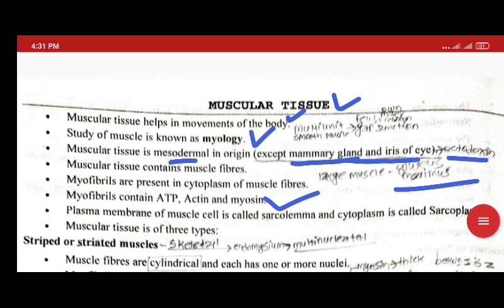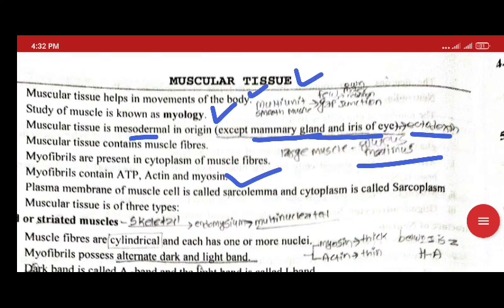And the muscle cell contains some type of plasma membrane and cytoplasm, that is called what? Sarcoplasm.